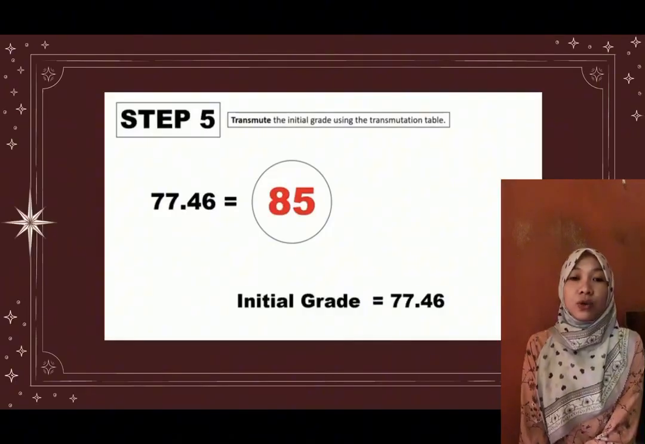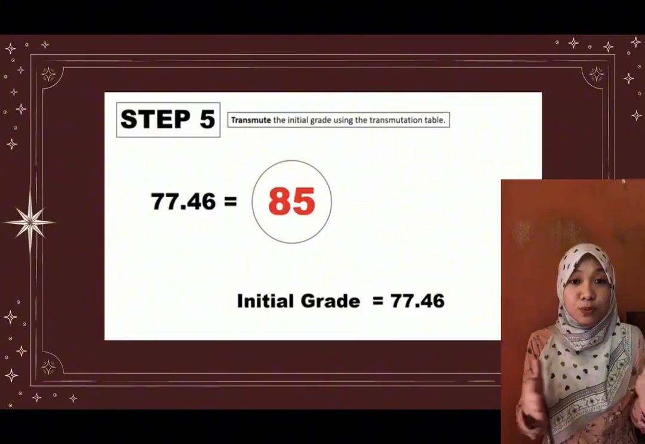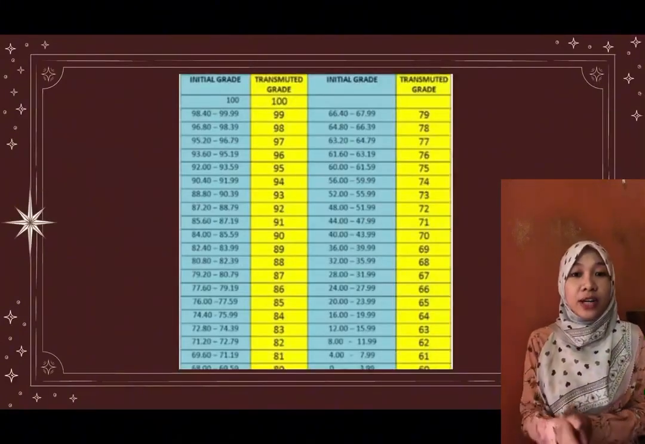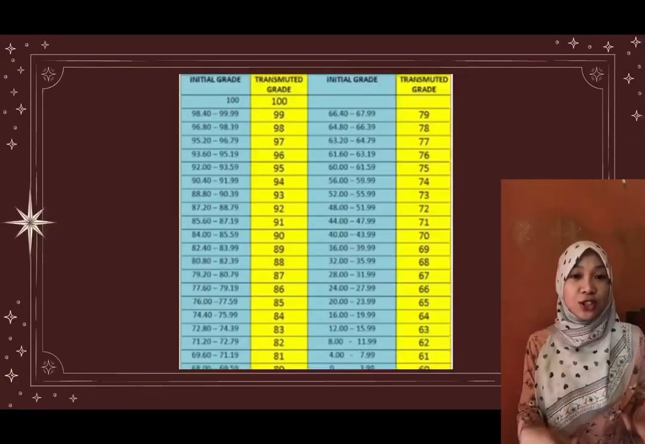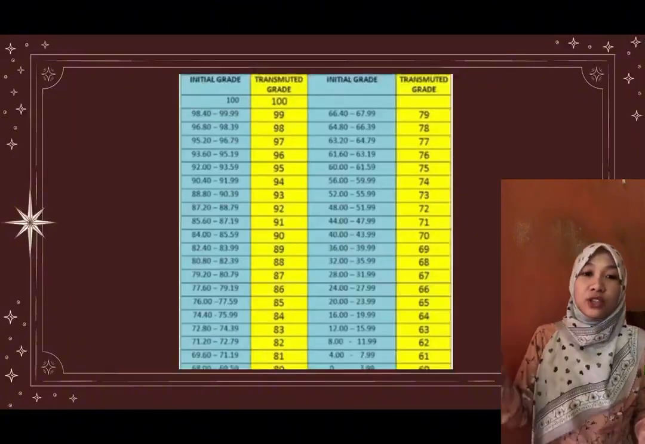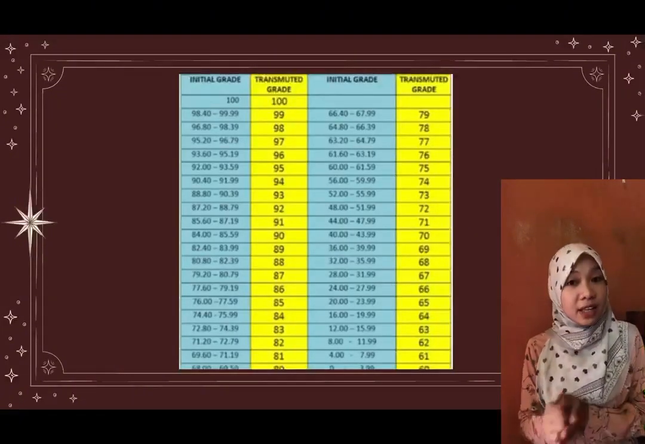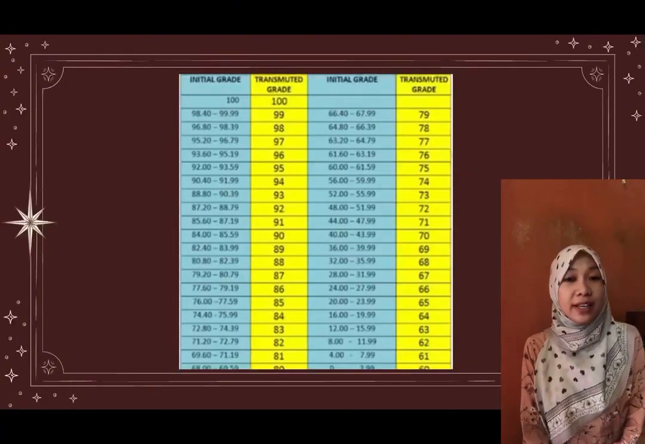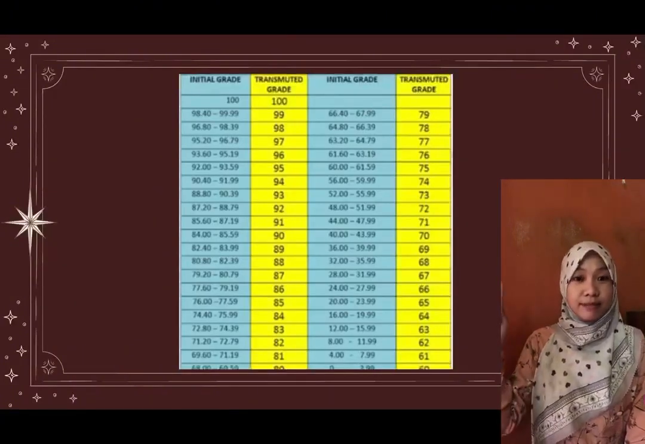Okay? So after our computation of the initial grade, we are now going to transmute it using the transmutation table, in accordance to the transmutation table. Okay, so the equivalent of 77.46 is 85. Okay, so that's how we compute quarterly grade. So I will show you the transmute example.